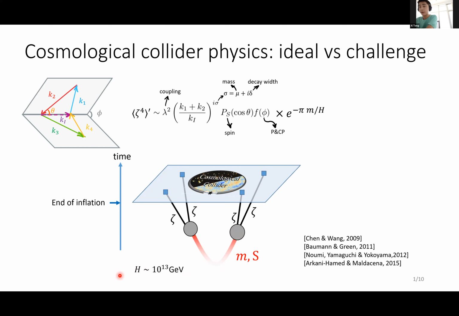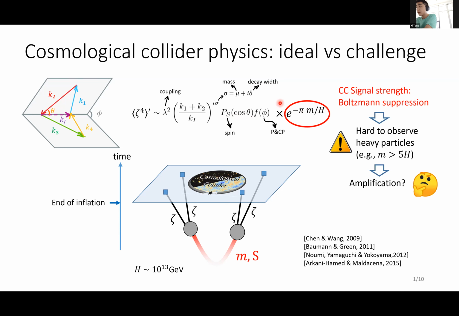Since the Hubble scale of inflation can be very high, this is a very interesting arena for testing particle physics models. That's why it's called the cosmological collider. From now on, I will sometimes abbreviate cosmological collider as CC. If you look at, for example, the 4-point correlation functions with certain external momenta, and you vary the momentum configuration, you can read out the mass as the oscillation frequency of the momentum ratio. You can also read out the spin of the internal particle by looking at the angular dependence, cosine theta.